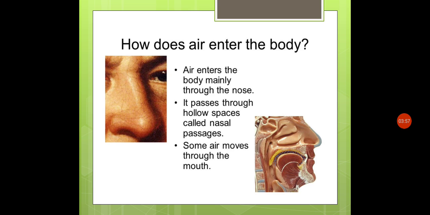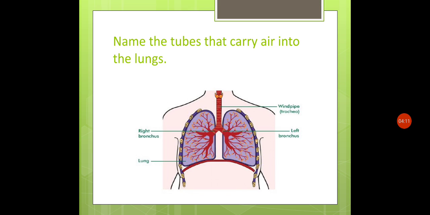How does air enter the body? Air enters the body mainly through the nose and mouth. Name the tubes that carry air into the lungs. Windpipe and bronchus. These are the bronchi. Singular is bronchus. Here is the right bronchus and here is the left bronchus and here is the windpipe.